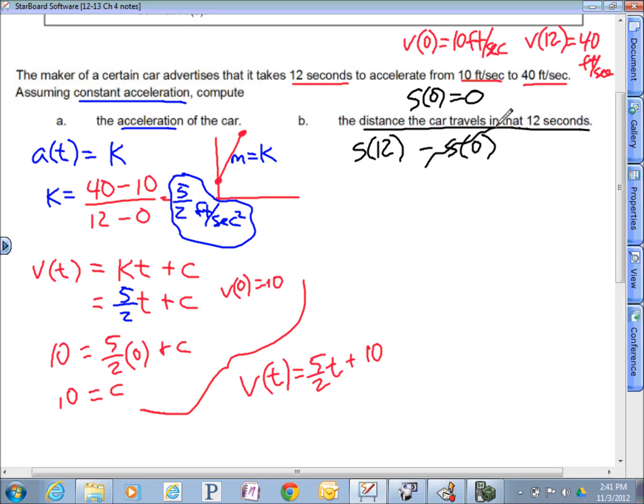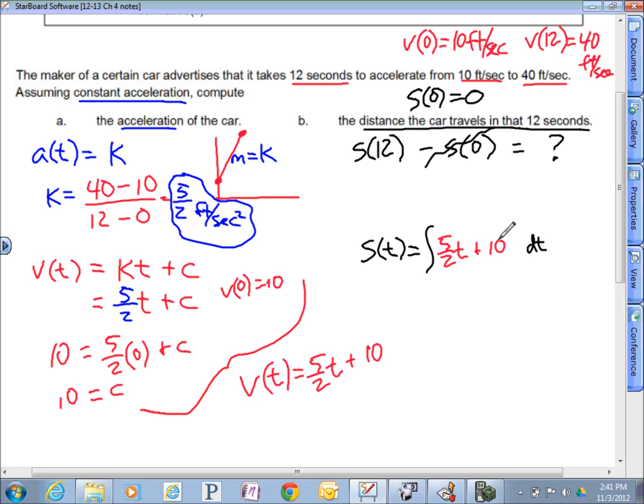So ultimately what we're looking for here is our S of 12. We're looking for our position. Again, I used the letter S to represent position. We're looking for our position at time 12. So before we can do that, we're going to need a position function. How do you find a position function, S of t? Let's integrate that velocity function, again, with respect to time. 5/2 t plus 10. Integrate that thing.